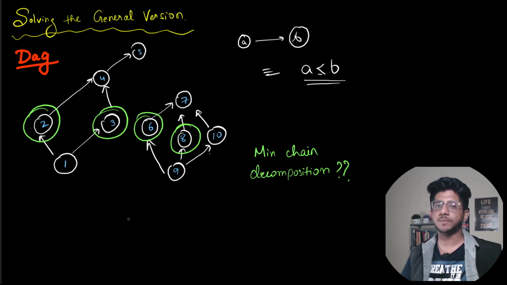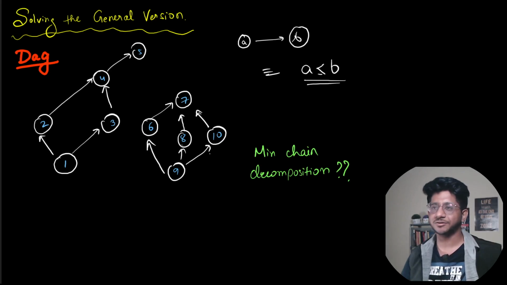Now the question that you might be given is, let's say, find the minimum number of chains needed to decompose the whole graph, and print the decomposition maybe. So print 1 3 4 5, then 2, then 9 6 7, then 8, then 10, and something like that.